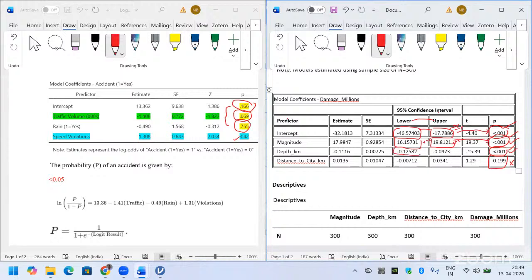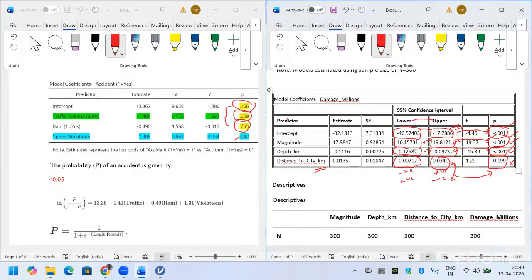Third, minus 0.12 and minus 0.973. So this is a negative variable and this is also a negative variable. So this is also an impacting variable. You can see the last thing. So this is a negative variable and this is a positive variable. Similarly, you can see positive and negative. So in that case, this will not have a significant impact on the final outcome. So damage in millions is not hugely impacted by this distance to city. So distance to city is not impacting.